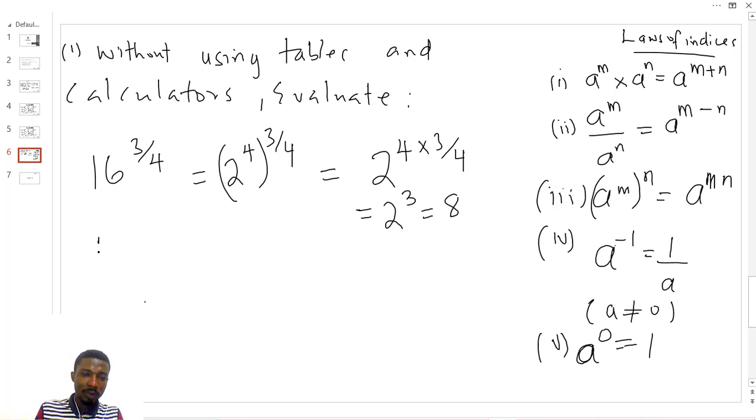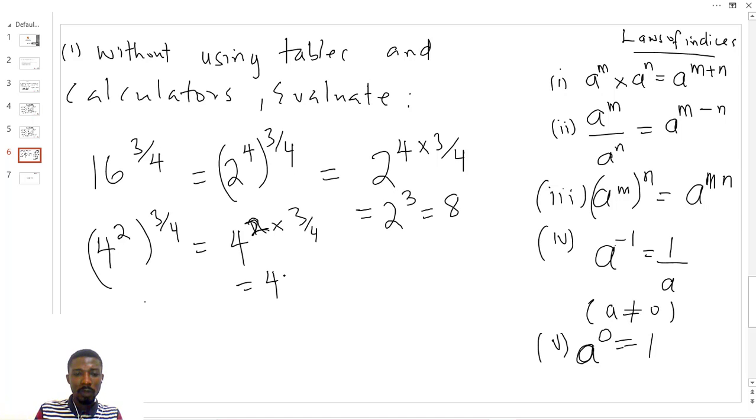Somebody will ask, why didn't we say 4 to the power 2, which is also 16? So I multiply by 3 over 4. So that is (4^2) to the power 3 over 4, times 3 over 4, which will give us 4 to the power 3 over 2. See, we have still not simplified it. Between the first solution and the second solution, you realize that the first solution works better.